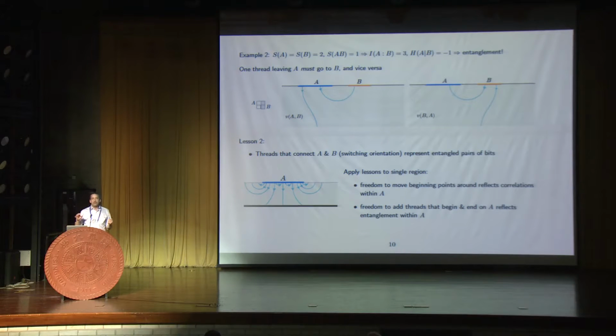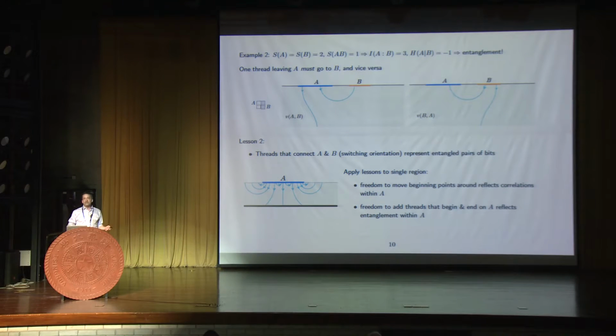Okay? Now let's go back to what happens if I just have a single region. I had those freedoms to move the threads around or to add little loops. So if I just take this and divide it into 2 pieces, so A equals A1 union A2, which I can always do, then we see that the freedom to move them between A1 and A2 represents the fact that there's a lot of correlation between A1 and A2, which we know is present in the field theory. And the freedom to add these little loops represents the fact that there's a lot of entanglement within A in the field theory, which we also know.